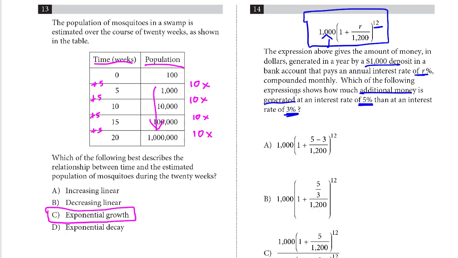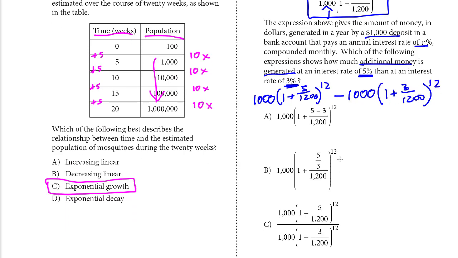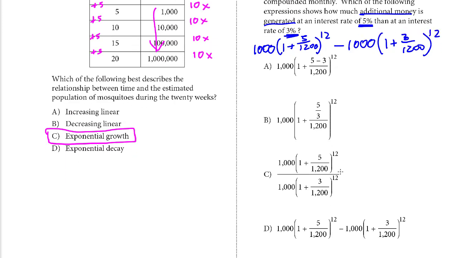Okay. Well, right away, we can figure out the money at the 5%. That would be 1,000 times 1 plus 5 over 1,200 to the 12th. And we could then subtract the money generated at 3%, which is 1,000 times 1 plus 3 over 1,200 to the 12th. Okay? So that looks like it's going to be answer D.